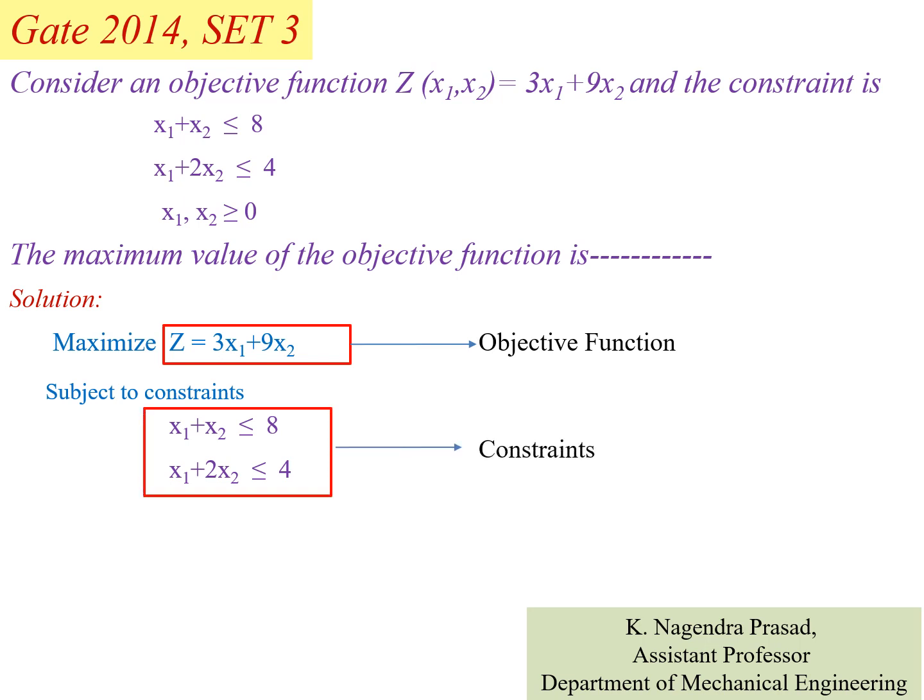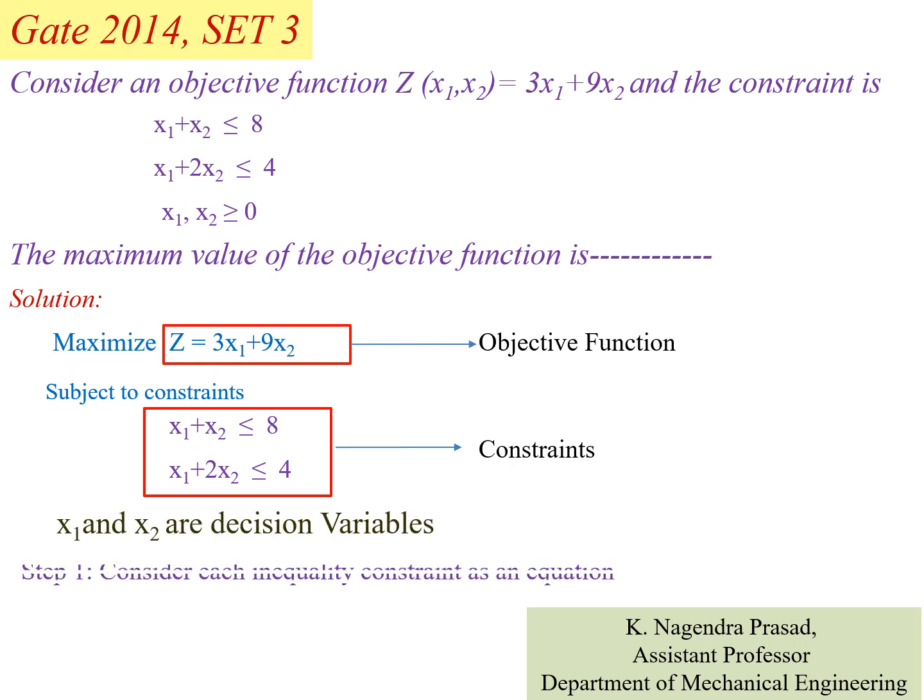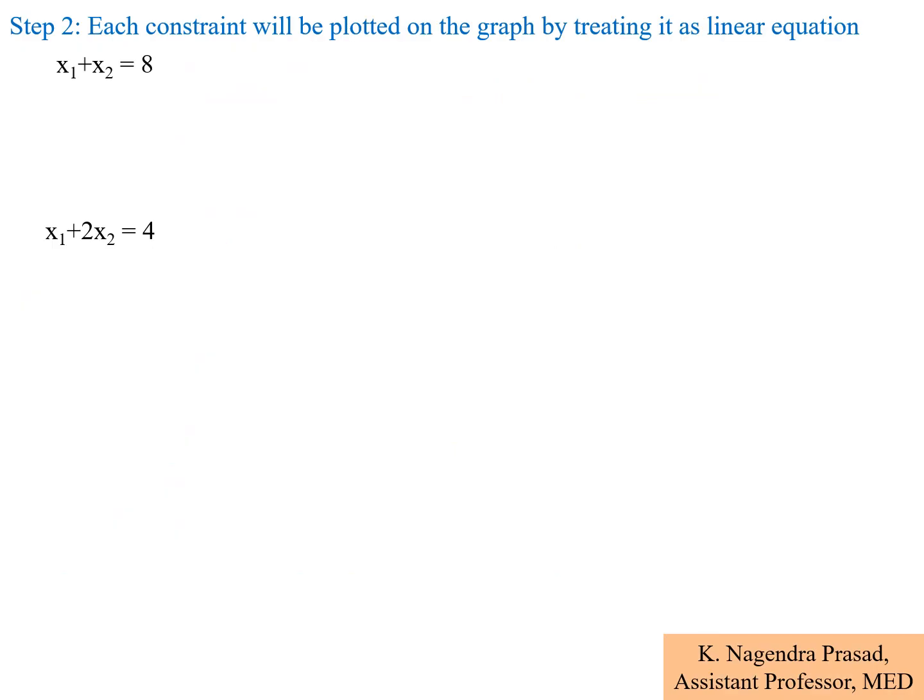First step is we have to consider each inequality constraint as an equation. For this we have to replace the inequality symbol by the equality symbol. Then the constraint equations are, first constraint equation is x1 plus x2 equal to 8 and the second constraint equation is x1 plus 2x2 equal to 4. Next, second step is each constraint will be plotted on the graph by treating it as an equation.